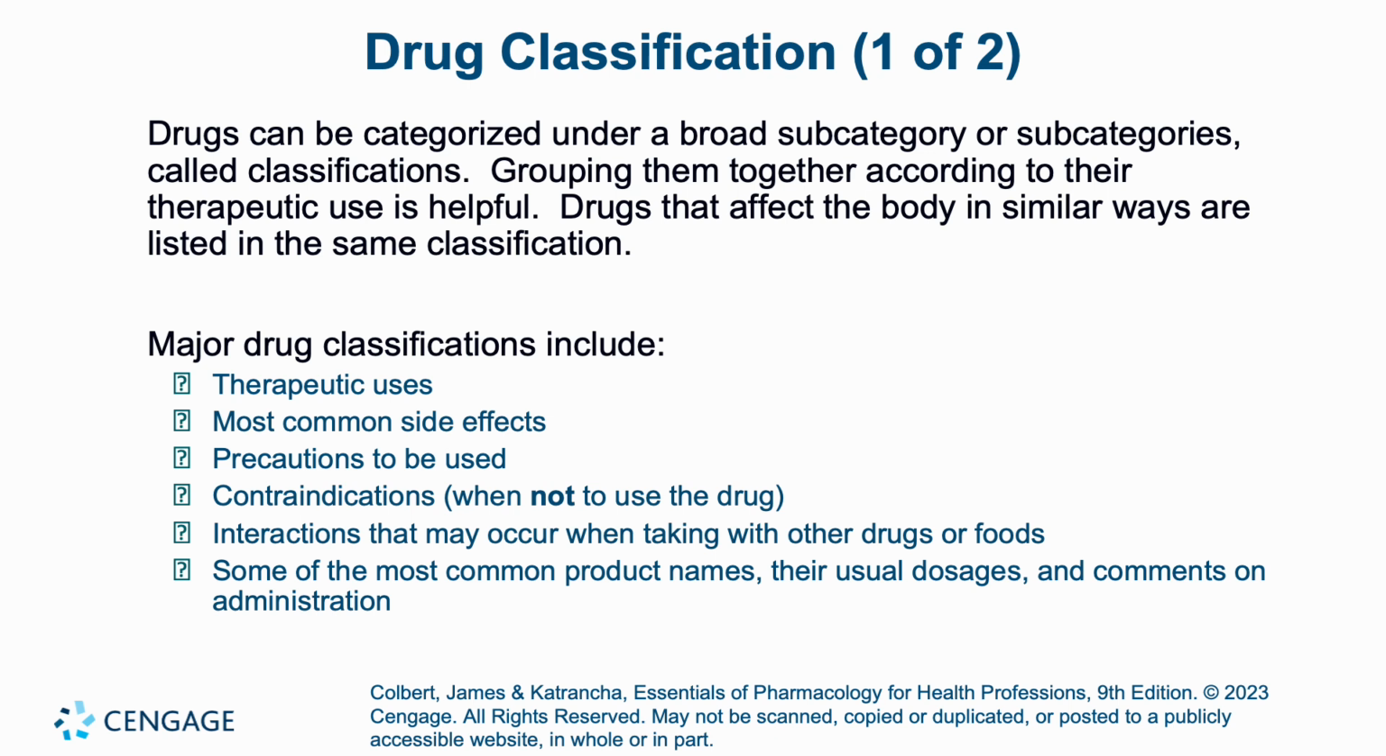2, most common side effects. 3, precautions to be used. 4, contraindications, when not to use the drug. So the word indicated, it is recommended. It is intended for that use. So for example, aspirin is intended for being preventative for heart attacks. When you put the word contra, that prefix before the word indication, it means against indication. So it is not recommended or not indicated. So I want you to keep that in mind when you're looking at these words, these kind of prefixes, suffixes, root words. Contraindication, against indication. It's not recommended.